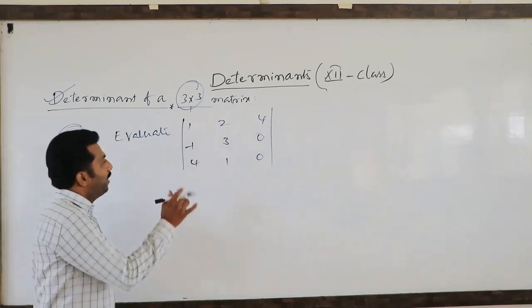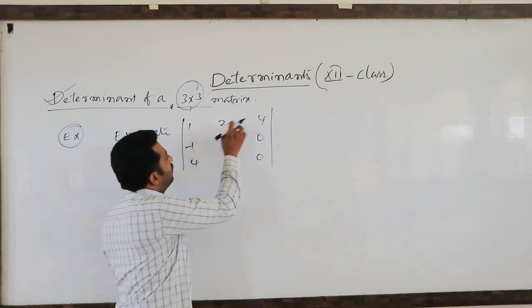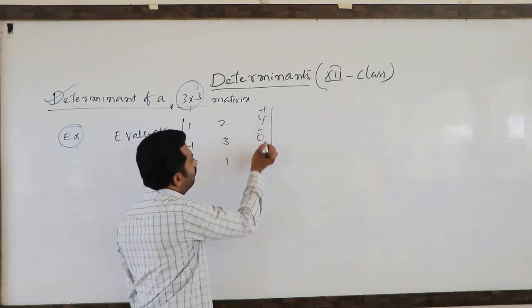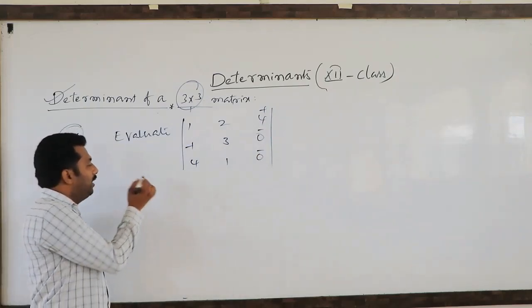So expanding the determinant along the third column. How to expand? Plus, minus, plus. So this is plus, minus, minus. Sir, why are you choosing the third column? I will tell you. See.